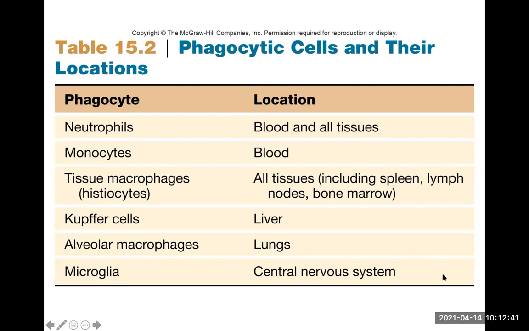Tissue macrophages, these are macrophages that stay in their particular tissue. You can think of these as like guards of the particular tissue. We have broken those into different groups, some called histiocytes, which are in the spleen, lymph nodes, and bone marrow. And then we have some that are only found in the liver, and those are called Kupffer cells after the person that discovered them. Then we have alveolar macrophages, which are only found in the alveoli of the lungs. And then we have the microglia, which are super specialized to function within the central nervous system.